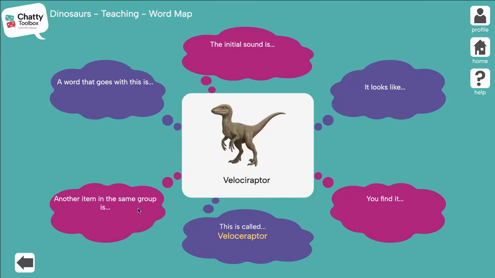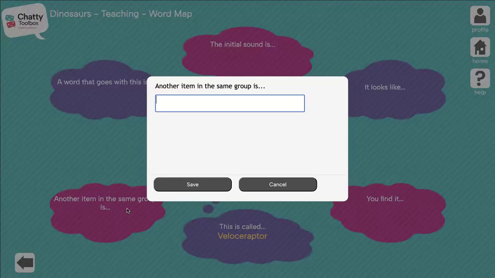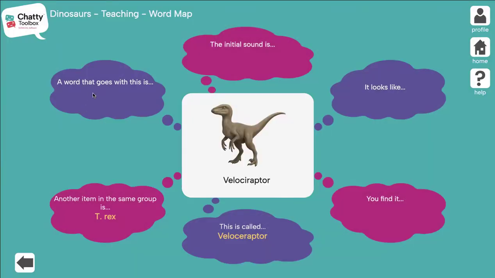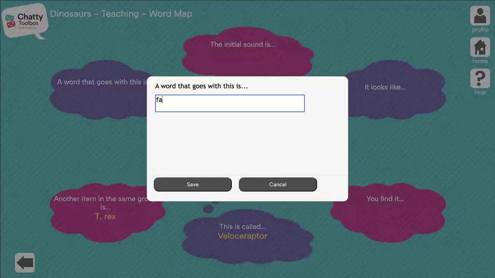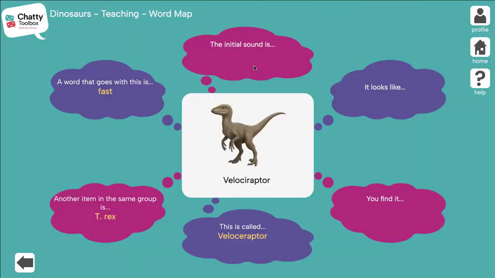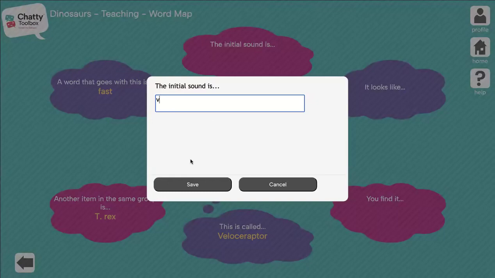Can you think of another item that's in this same group? So I'm going to put T-Rex. A word that goes with Velociraptor is fast, because I know that they're very fast at running. The initial sound of the word is the V sound. What's it look like? Got a long tail. Sharp claws. You get the idea of how to use this. If I could type, etc.